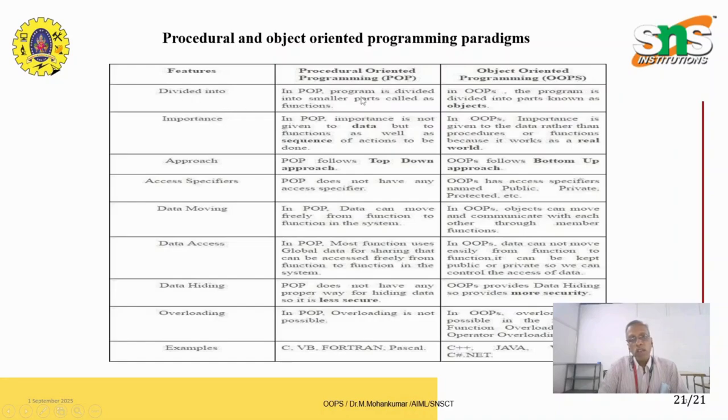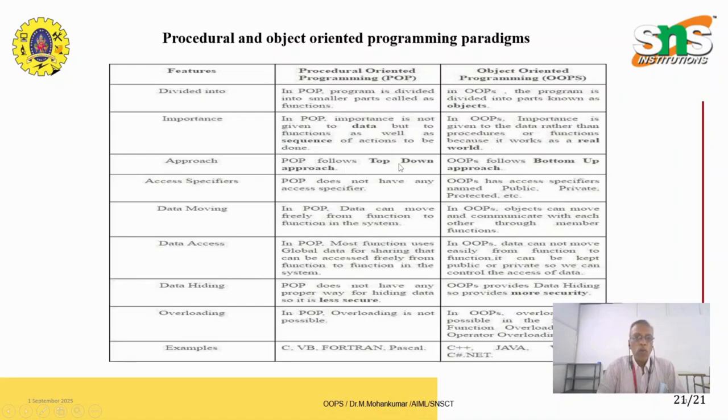First, the division: a POP program is divided into smaller parts called functions, and we use those functions. Object-oriented programming is divided into parts known as objects. Here it is a function, here it is an object. Importance: in POP, importance is not given to data but to functions as well as the sequence of actions. But in OOPS, data rather than procedures is given importance, because it works like the real world. So it gives importance to data and also to a real-world scenario approach.